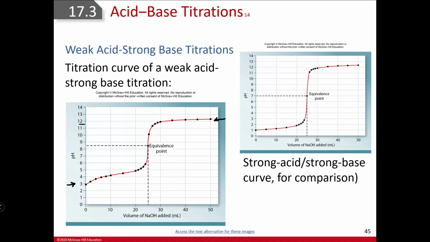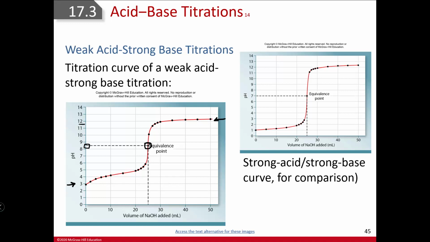And notice the equivalence point, though. This is the telltale sign you're not dealing with a strong acid with a strong base, because if it was a strong acid with a strong base, the equivalence point would be at 7, and this one's at about 8.5 here, 8.5. So that tells us that this is not a strong acid with a strong base. And in fact, it tells us this curve is a strong base with a weak acid.